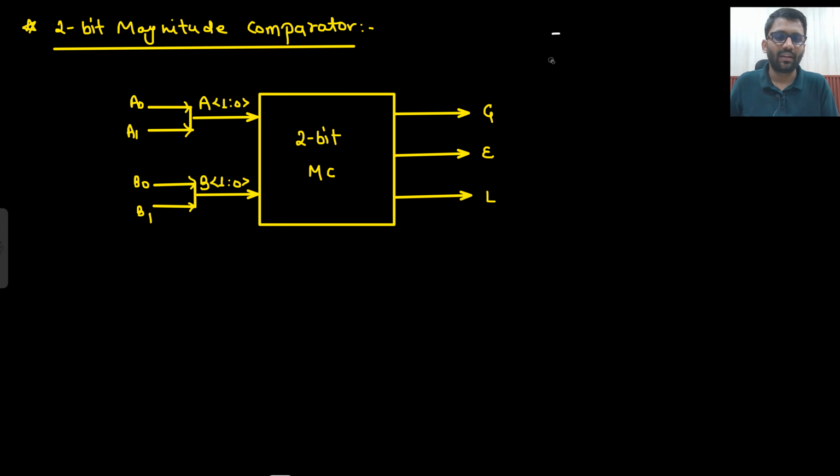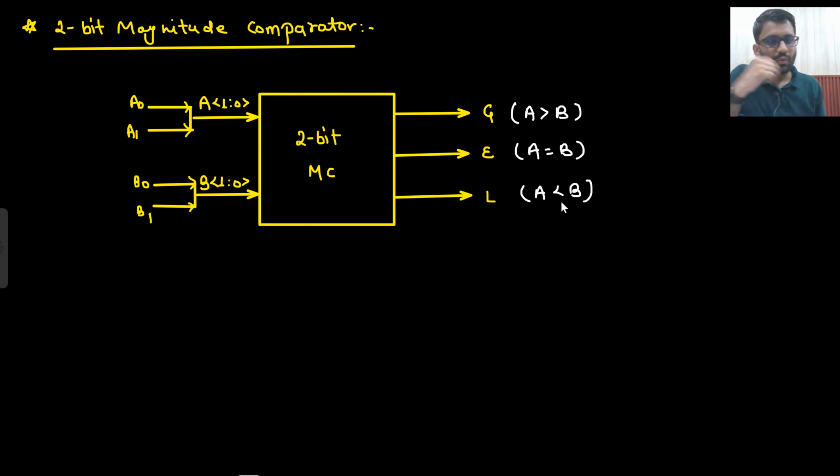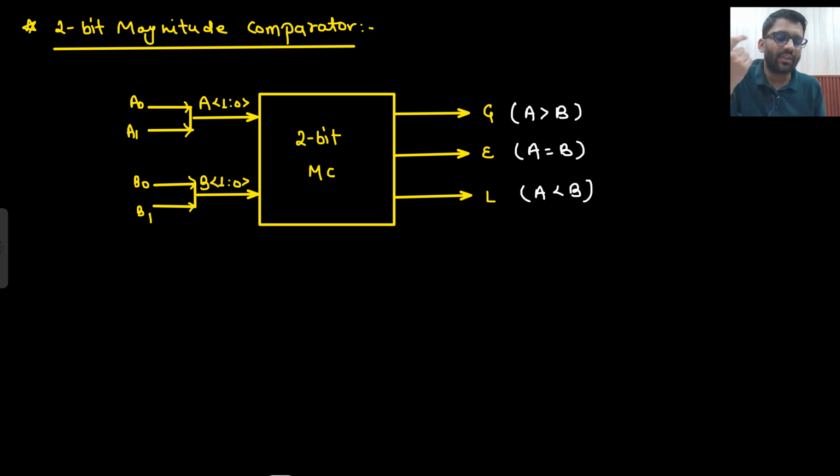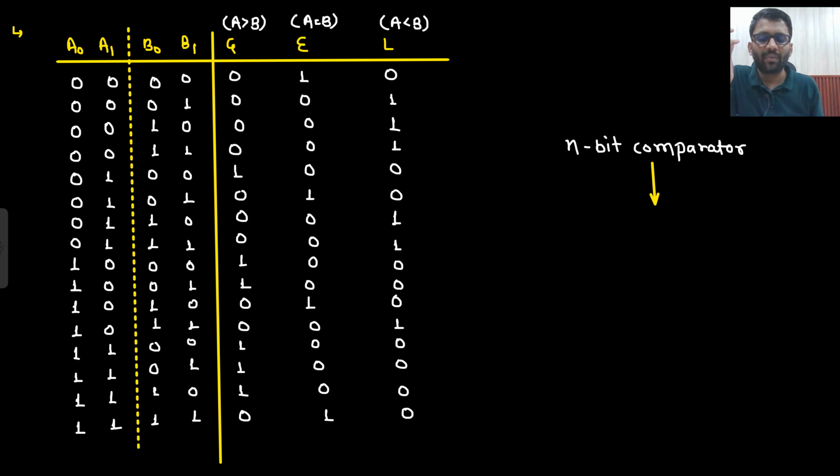Okay. So again greater, equal and lesser. So again I am defining greater as A greater than B, equal as A is equal to B, and less as A less than B. Okay. You can make the truth table. If you make the truth table, how will you write the truth table? You will write in this manner: A1 A naught, B1 B naught, and then these answers G E L, right? So let's write down the truth table, but we are not going to solve it using K-maps.